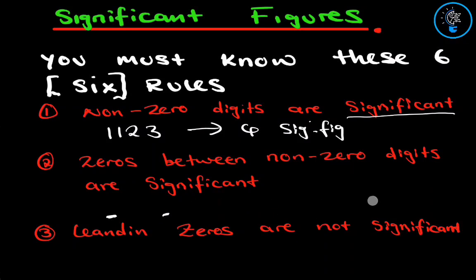Okay, what about if we have a number of this kind? 2.008. How many significant figures are present in this particular number? Okay, the rule still applies. The zeros are between non-zero numbers. So we can say it's 4 significant figures.